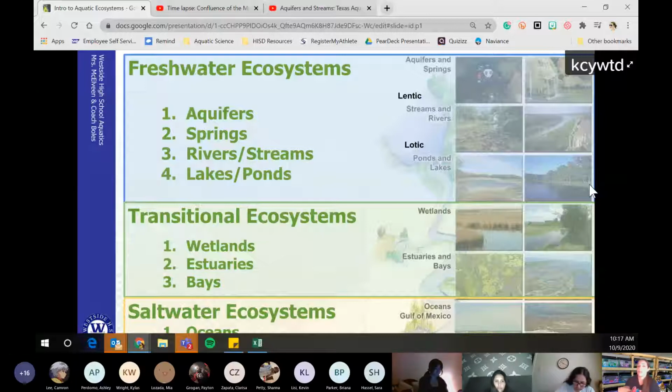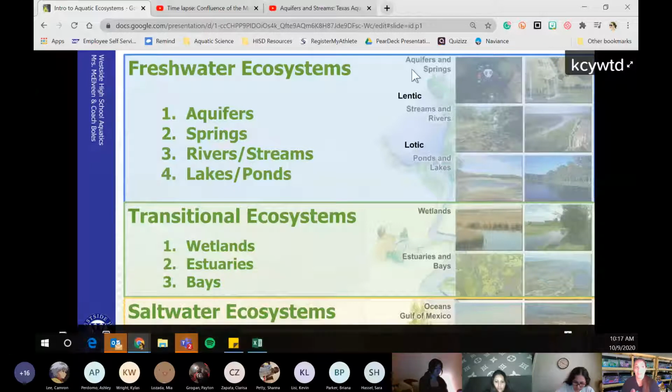We're going to talk about what's the difference between lentic and lotic ecosystems when we get to that unit. We're kind of putting aquifers, springs, rivers, and streams all in the same one, because aquifers and springs are really short. But the real meat and potatoes of this unit 3 will be rivers and streams, and we're going to talk about what lentic means. And then next unit will be ponds and lakes, and we'll talk about what lotic means.